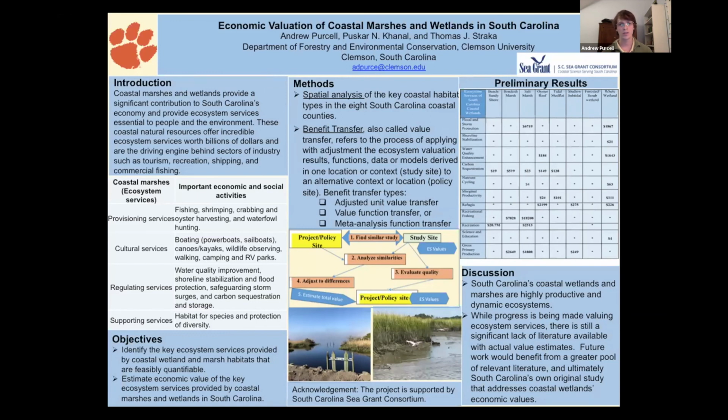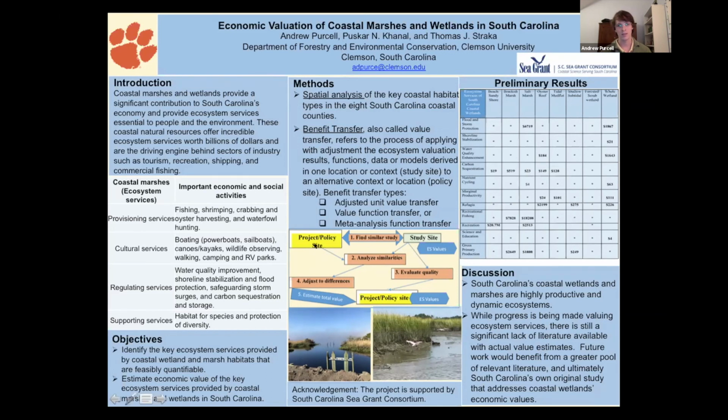In order to do this, first a spatial analysis was conducted where coastal habitats within South Carolina's coastal wetlands were identified. And those habitats are actually seen over here across the top of the results table. From there, with those habitats known, we dug into the literature and used a value transfer method, which essentially takes an original dollar value estimate from a study from a like site, in my case, mostly the Southeast with similar coastal environments, and then with proper adjustments transferred to South Carolina, which is this study site.